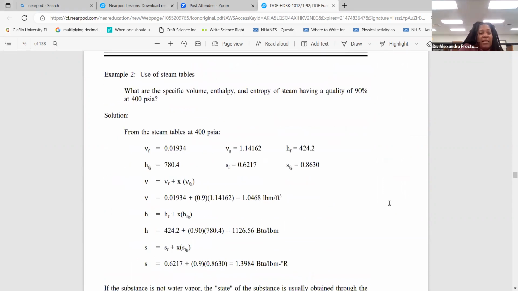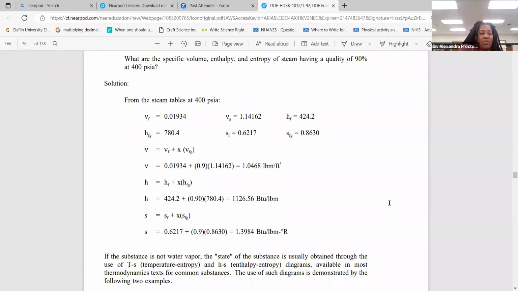The next example is they ask you what's the specific volume, enthalpy, and entropy of a steam having a quality of 90% at 400 psi. From the steam tables, they show you that V sub F is 0.01934, V sub G is 1.4162, and H sub F is 424.2. H sub FG is 780.4, S sub F is 0.6217, and S sub FG is 0.8630.